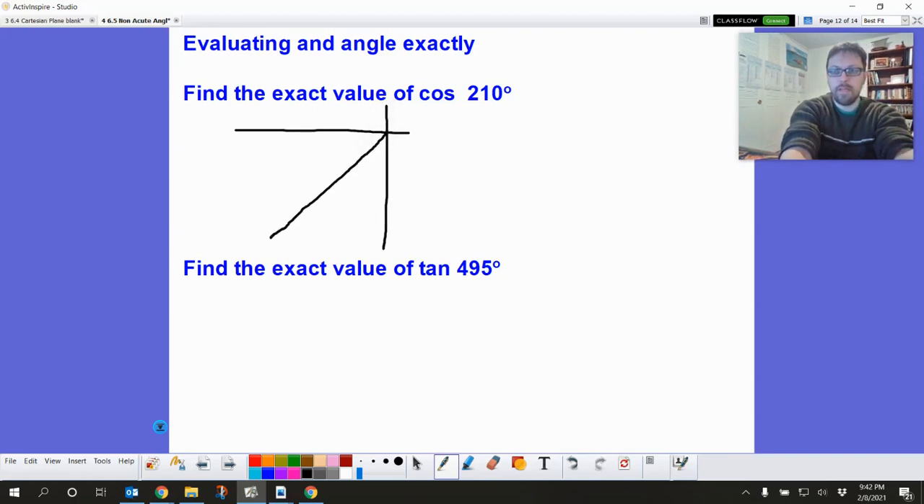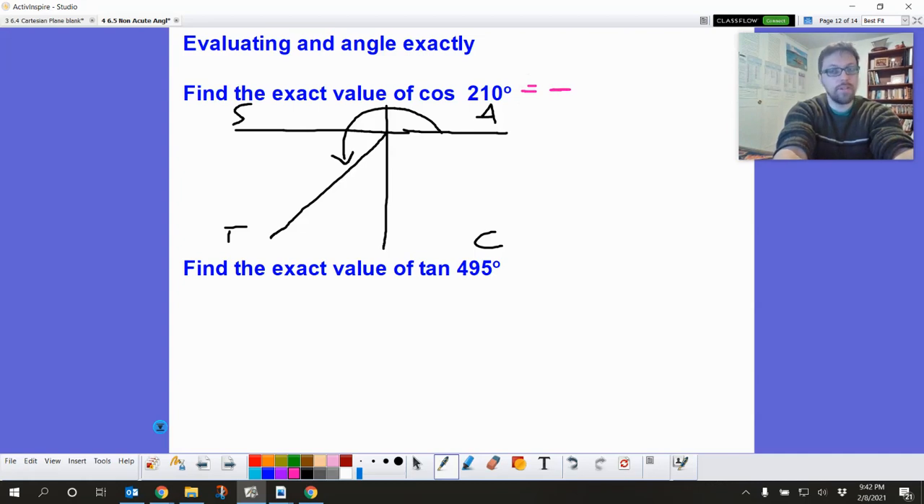It's right here in quadrant 3. So that's going to go right there. Now, let me first think about, is this going to be a positive value or a negative value? Well, all students take calculus. In that quadrant, tangent is going to be the only thing that's positive. So whatever happens, I know I should get a negative value on this thing.